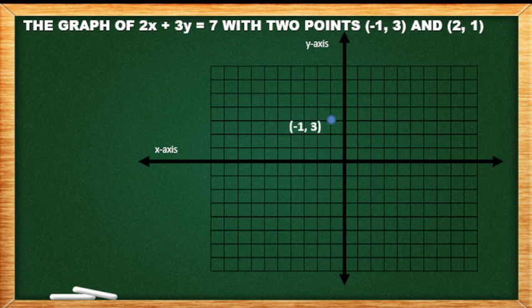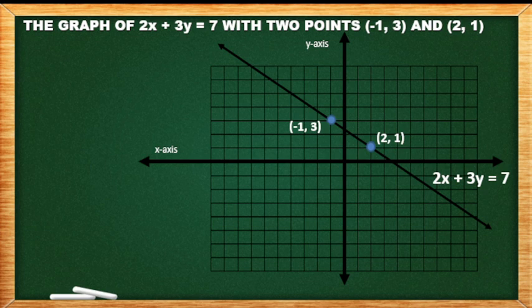Next, yung 2, 1, since they're both positive, so nasa quadrant 1. So, count lang tayo. 1, 2, 1. So, ito yung locations ng 2, 1. Then, by using these 2 points, construct a line. Ayan. So, therefore, this is the graph of equations 2x plus 3y is equal to 7.